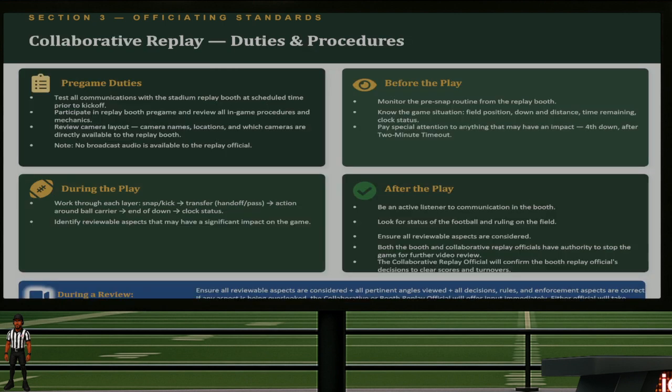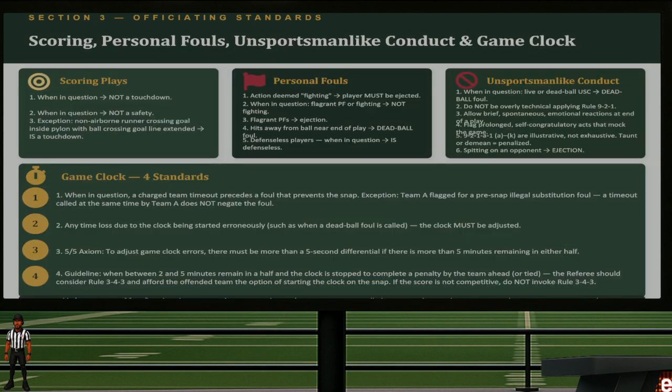Miscellaneous. 2 standards. Standard 1, the ankle or wrist is considered part of the foot or hand, respectively, and does not make a runner down. Standard 2, during a timeout, if a team huddles near the sideline, all players, coaches, and team personnel must remain outside the numbers and in front of the team area.